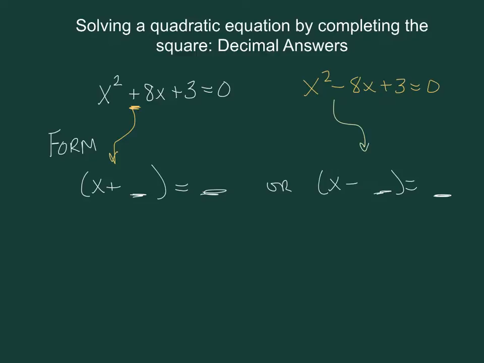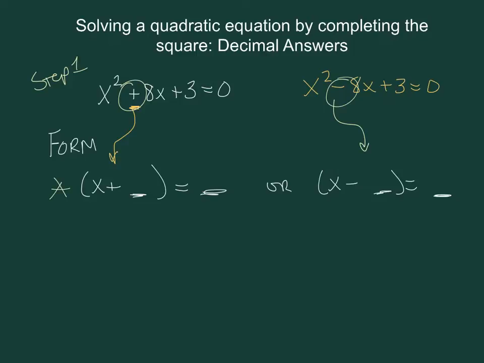So your first step here, step 1, is really to identify, is this a positive or a negative right after the first term, the x squared term, the quadratic term. Okay, so that's your goal. So we know that we're going to use this form, the one with the x plus on it.